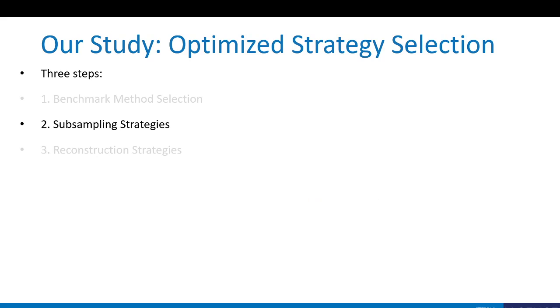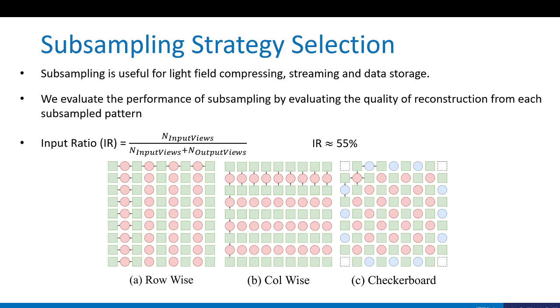After we confirmed our benchmark method, let's enter our second part, the study of subsampling strategies. As we mentioned, subsampling is widely used for practical applications such as lead field compressing or camera array design and more. So in this part of the study, we evaluate the subsampling strategies by applying wheel interpolation on each sampled lead field, and then compare the quality of the reconstructed lead field and ground truth.